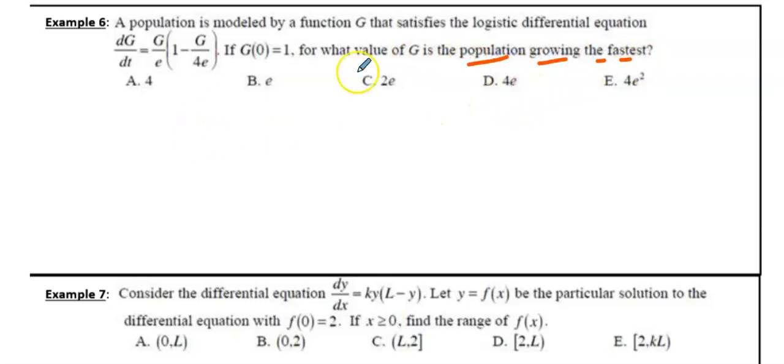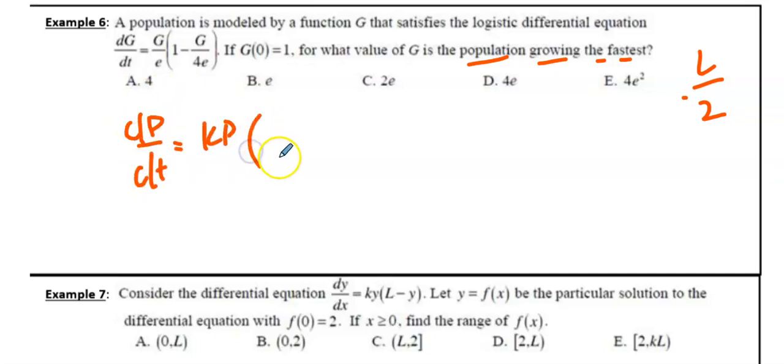So what I talked about in the video in lesson number 1 is that the population is always going to be growing the fastest when it's our carrying capacity divided by 2. That's all it is. It's always going to be our carrying capacity divided by 2. So if you look at our formula right here, you can see that this is written again as the very first one we did: Kp times 1 minus p over L.